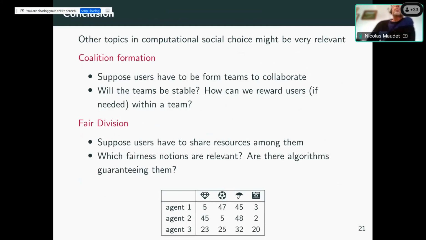Just to say that there are also other topics that I did not have time to mention here, because otherwise I would have taken 3 hours, and I'm already quite late on the timing. But just to give you the final thoughts about this, coalition formation, I believe, is of course very relevant, and fair division, perhaps it's less obvious, but it's also the topic which is quite close to my heart because I work on that. So if you have any good ideas of how to use fair division in the context of your work, I would be very happy to discuss that with you.